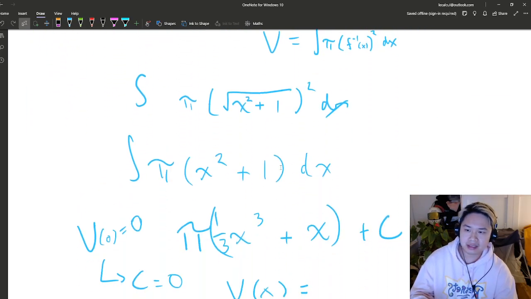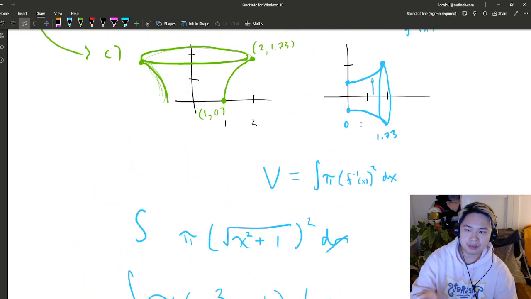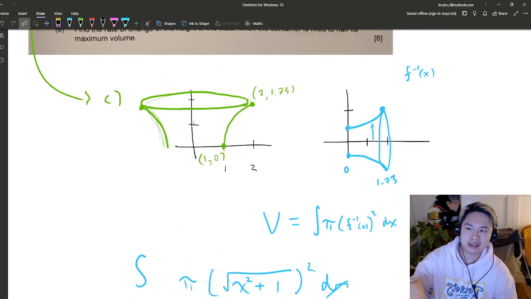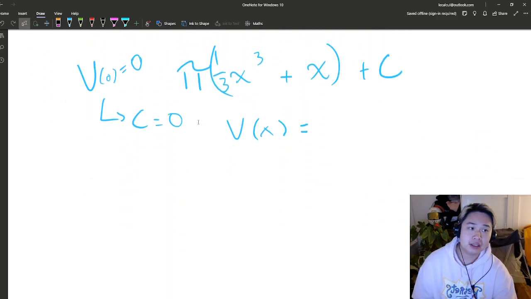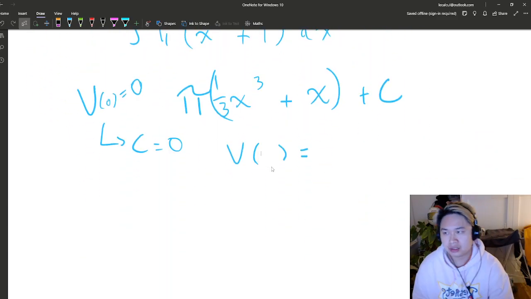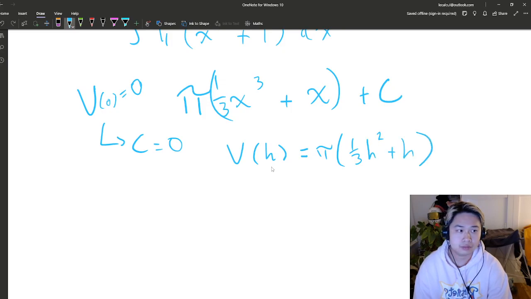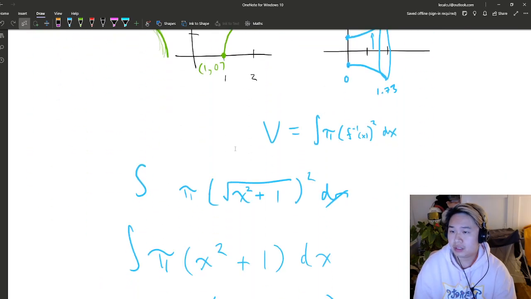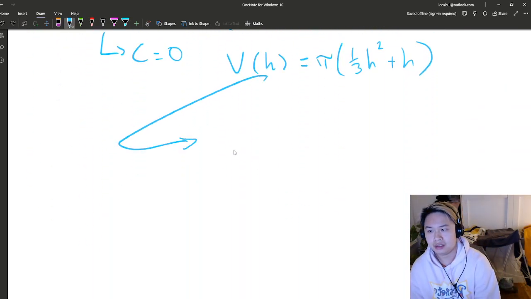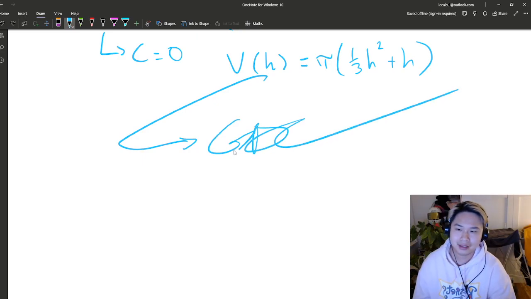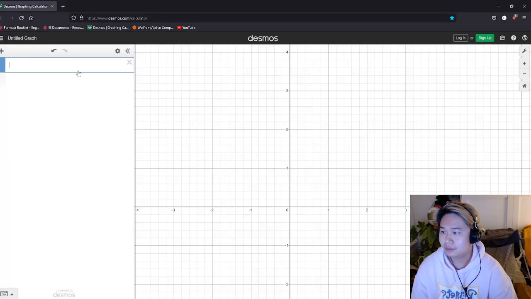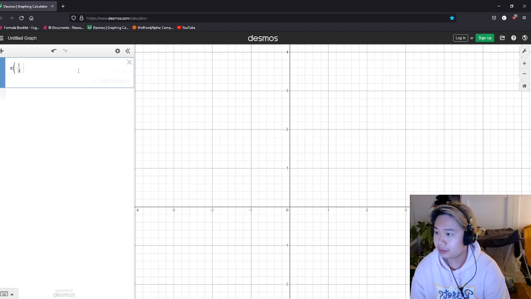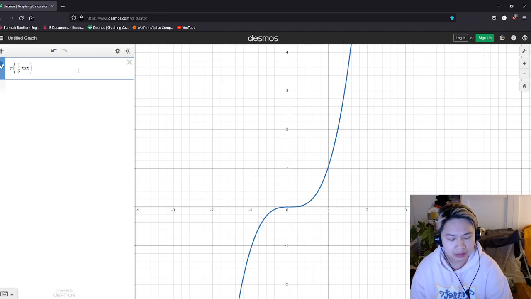Of course, this is in terms of my inverse, which is going to have my variable x, and then of course the actual vase has a variable y or h. So all you do is change the variable name to h. Okay, and then hence determine the maximum, so just GDC this. So pi times one third h squared plus h.